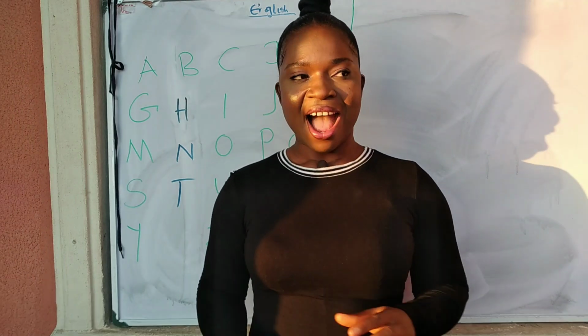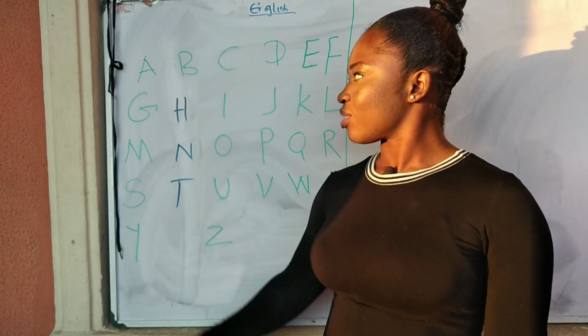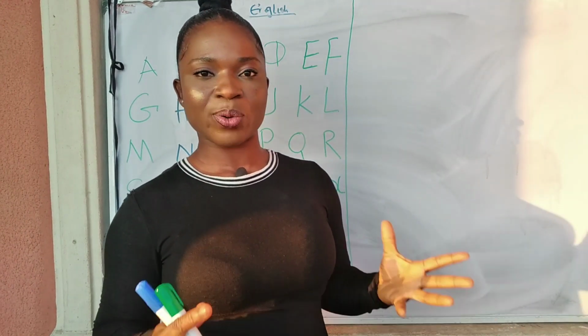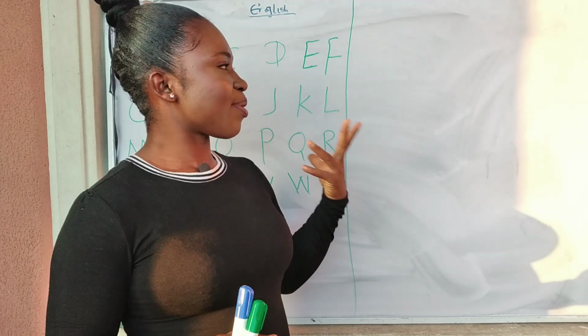Today we're going to do a recap of what we did in our previous class, and I want us to look into the 26 letters of the English language. Like I always say, they have two forms of being pronounced. So let's do that quickly in today's video.